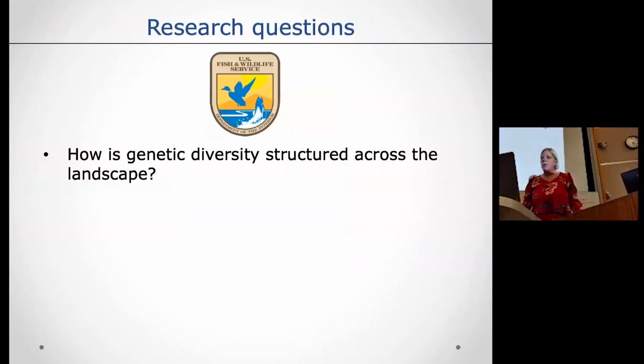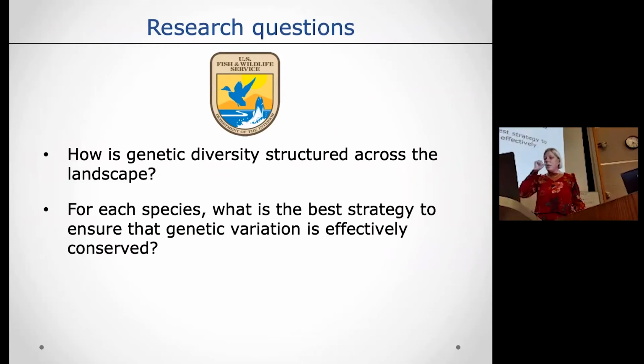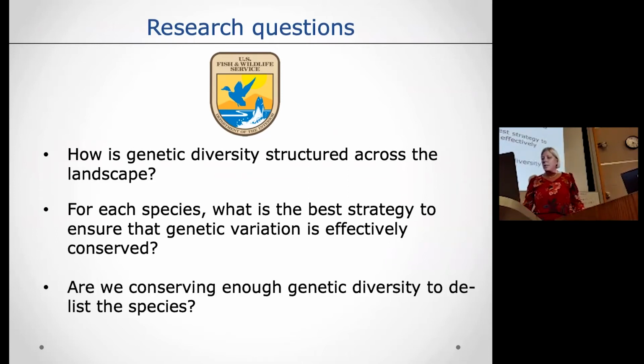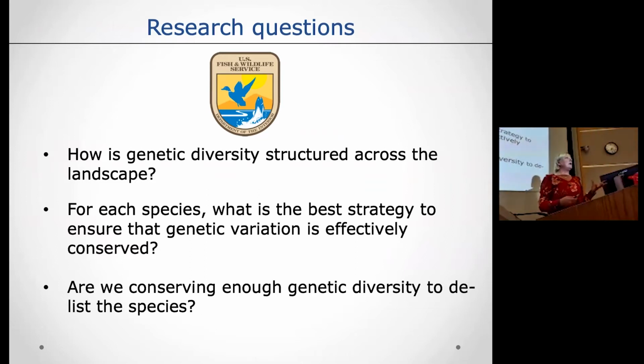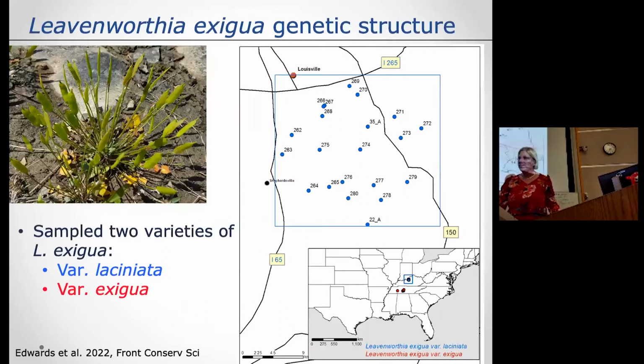So the questions that we were tasked to answer are: how is genetic diversity structured across the landscape in these 3 species? What's the best strategy to conserve their genetic diversity? And then, are we doing enough to delist these species? Several of them, Geocarpon and Physaria, that was the whole goal. They thought they were going to be able to delist these species, but they just needed to do a little final check.